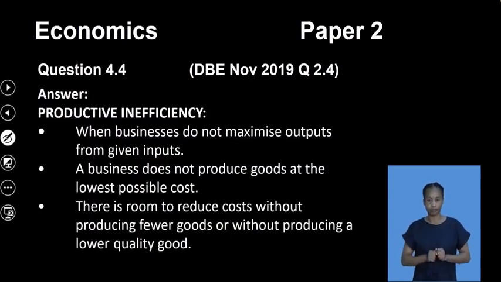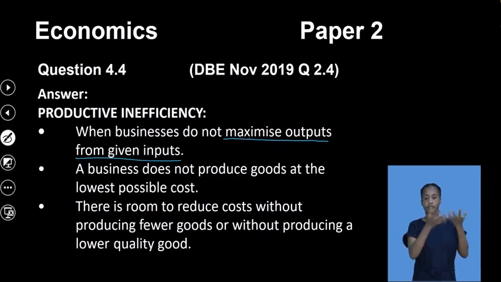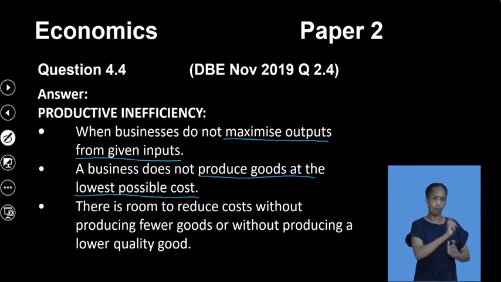All right, let's start by looking at productive inefficiency. Productive inefficiency is when businesses do not maximize output from given inputs. So basically, this is when a business is experiencing wastage of resources in terms of production. Again, let's look at another point. It says a business does not produce goods at the lowest possible cost. So when we are experiencing high production costs, that is productive inefficiency.